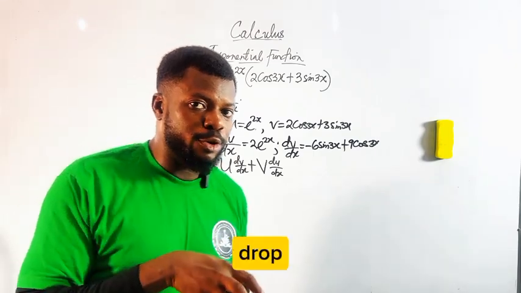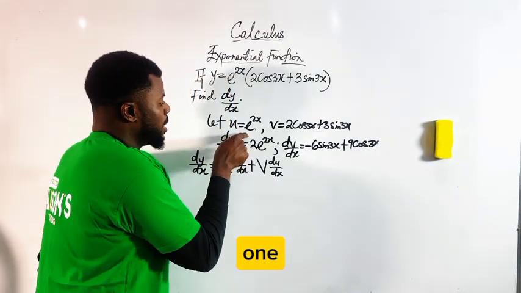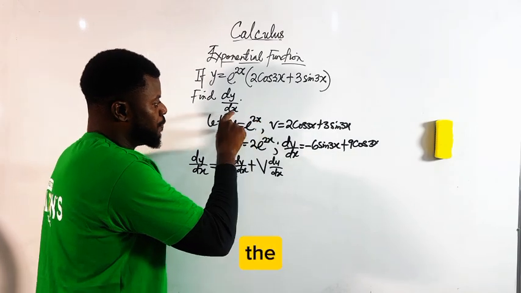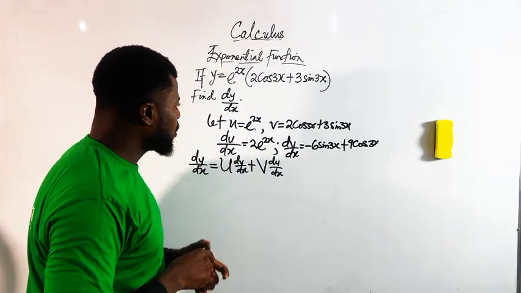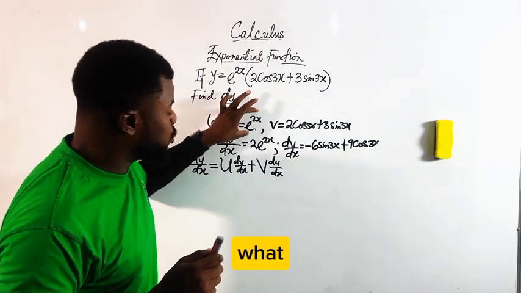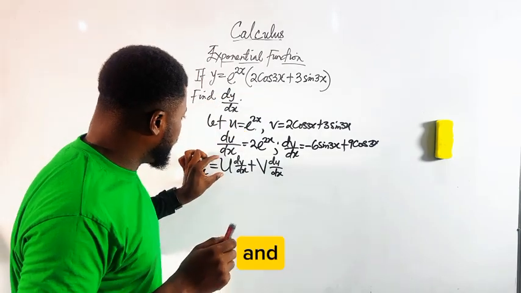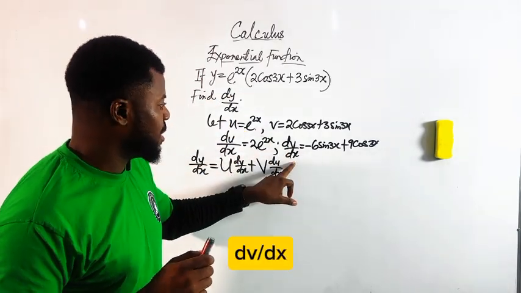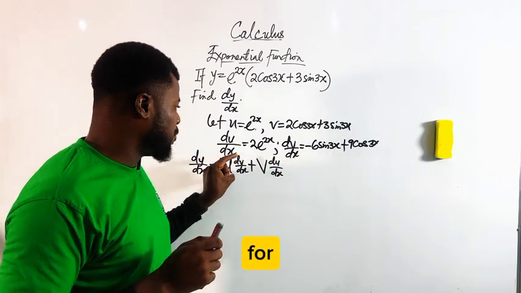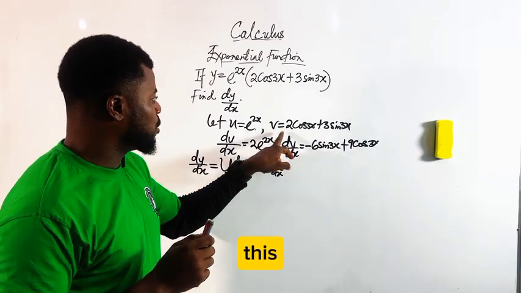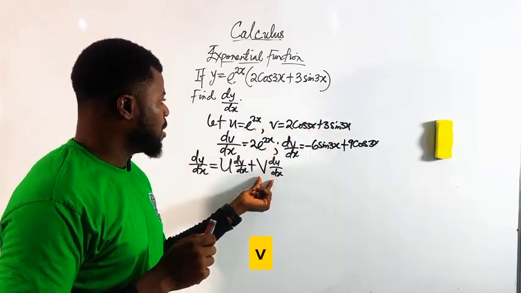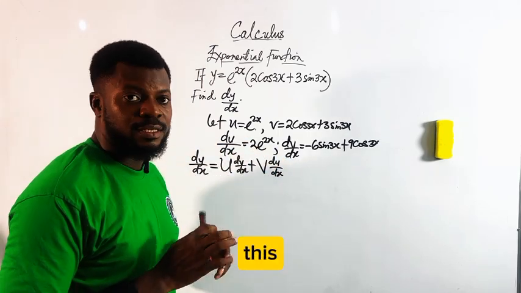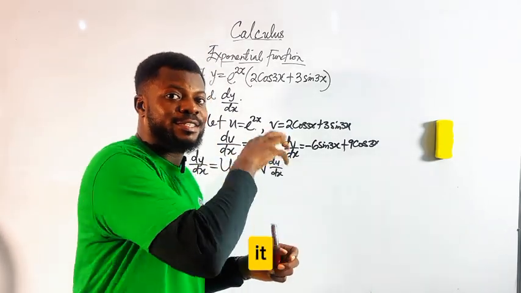So what you need to do now is to drag. Remember I said drag and drop. I have to drag this one and drop. Like this is u, this is u. So I'll have to drop what u contains, and I replace it here. Also for dv over dx, this is dv over dx. I have to substitute this for this. And then v is this one, I have to substitute this for v. And then du over dx is this one, I have to substitute this for this. Pretty simple. So that's why I call it drag and drop.